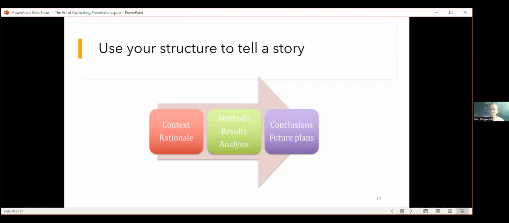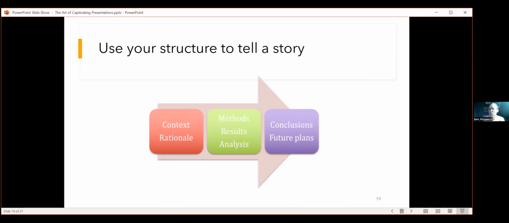First of all, use structure to tell your story. So again, thinking about your science story, thinking about a traditional story has a beginning, a middle, and an end. Now, the beginning of your story would be the context, the rationale, the hypothesis. What did you set out to do? Why did you set out to do it?